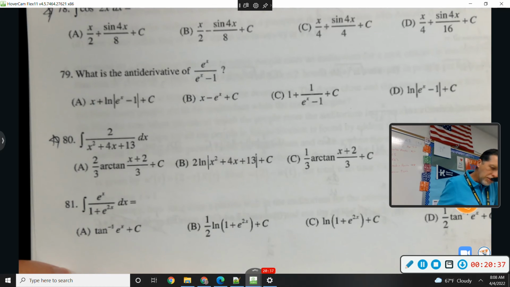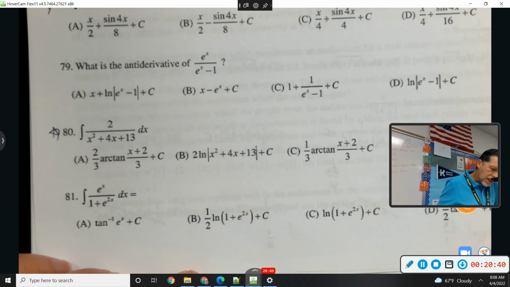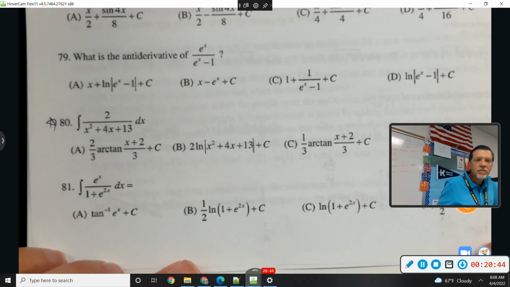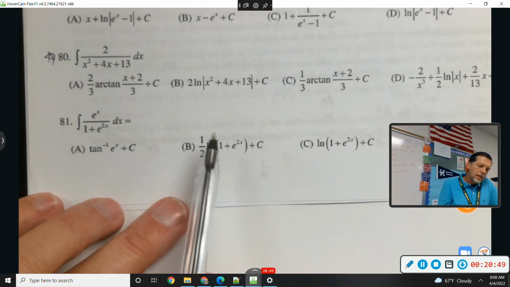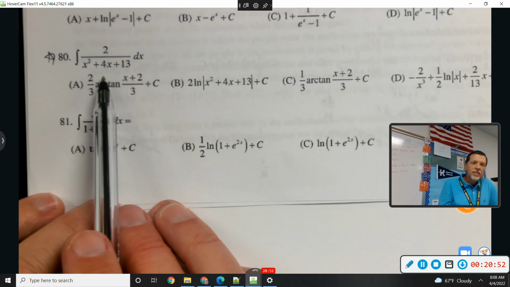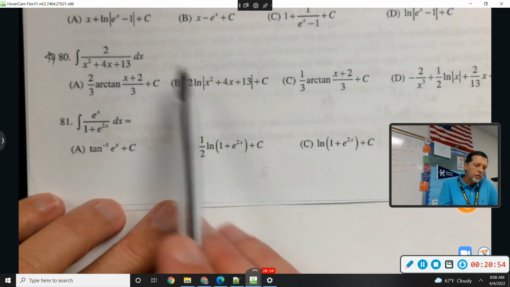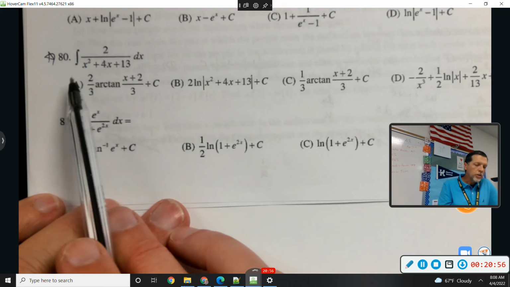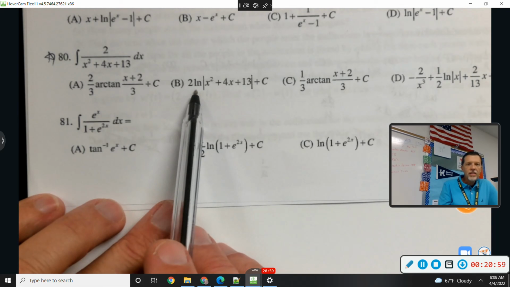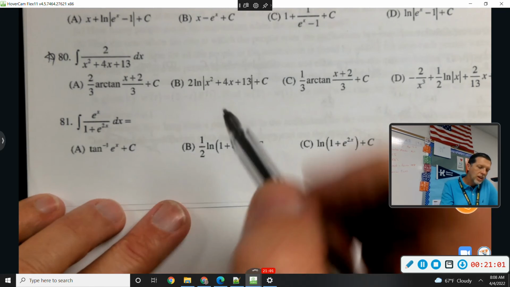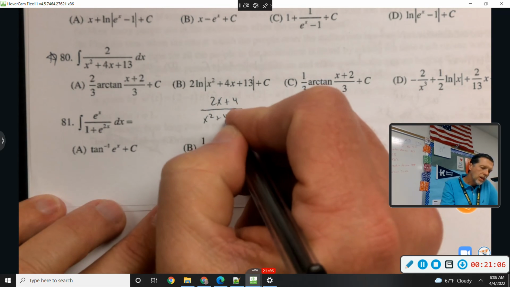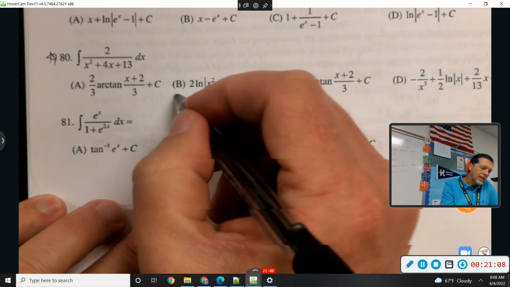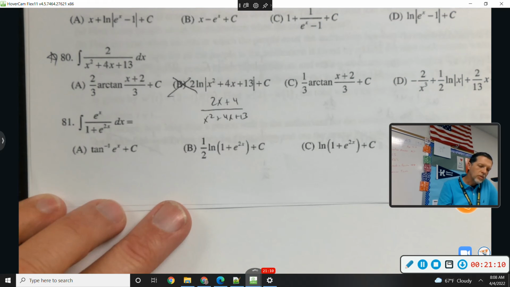80 would be a complete the square problem. Look at 80. It's not a U substitution. There's not an x in the top, so I'm pretty sure it's not. You can also work some of these backwards. Like if I take the derivative of answer choice B, I'm going to have 2x plus 4 in the top. And I don't have anything like that, so I think those natural log ones are out.